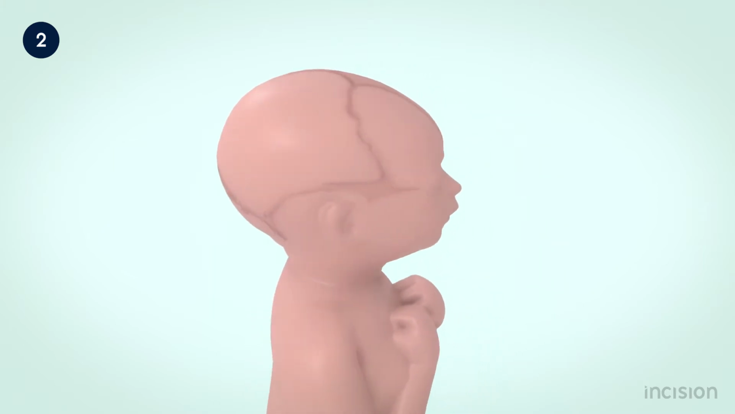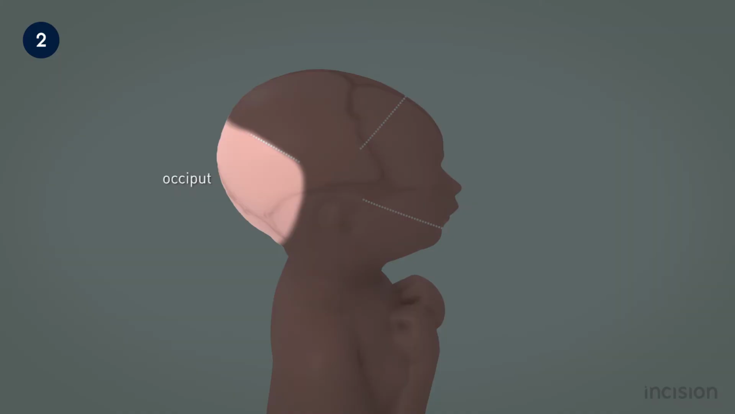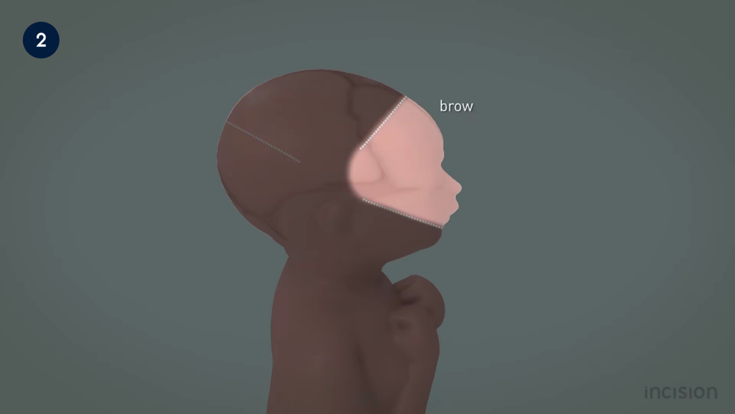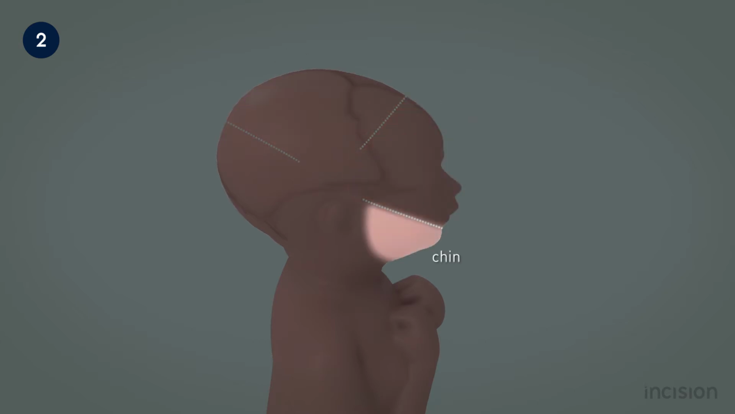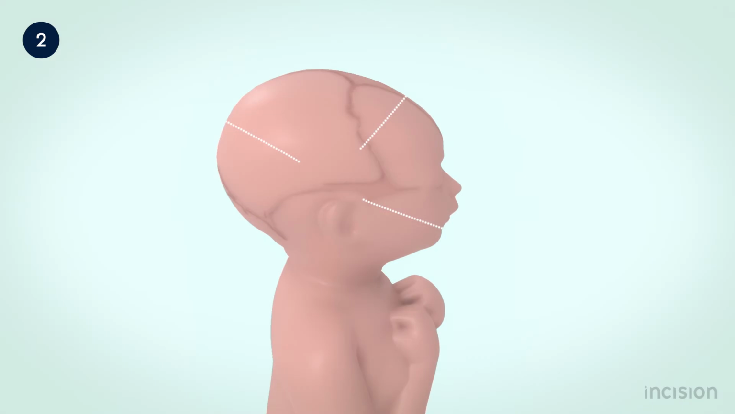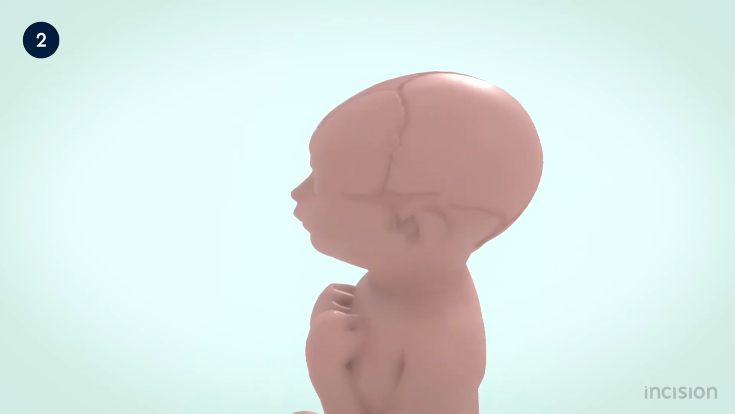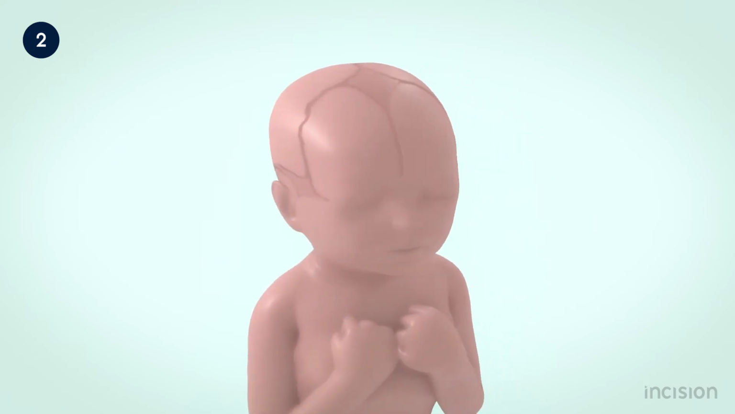The fetal head is divided into the occiput, vertex, sinciput, and mentum, also known as the chin. These divisions are used to name the presenting part. The sutures and fontanelles are palpated in order to determine the position of the fetal head.